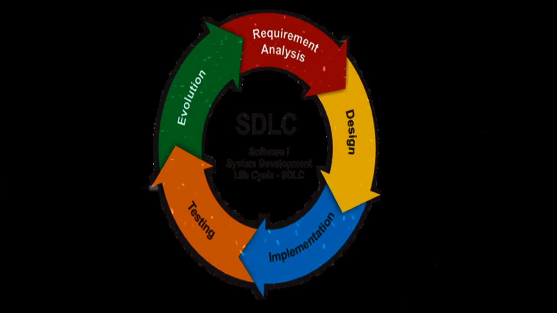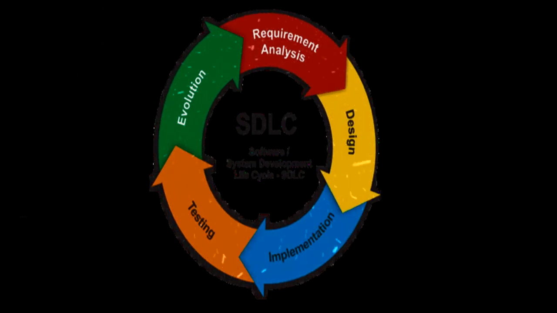Stage 3, Designing the Product Architecture. SRS is the reference for product architects to come out with the best architecture for the product to be developed. Based on the requirements specified in SRS, usually more than one design approach for the product architecture is proposed and documented in a DDS, Design Document Specification. This DDS is reviewed by all the important stakeholders and based on various parameters such as risk assessment, product robustness, design modularity, budget, and time constraints, the best design approach is selected for the product.